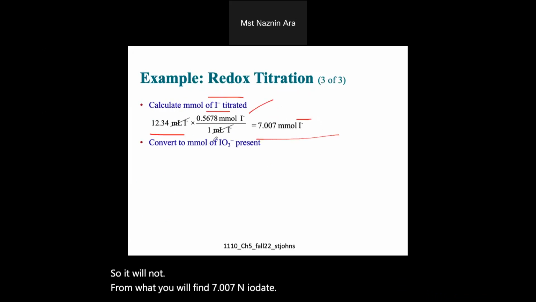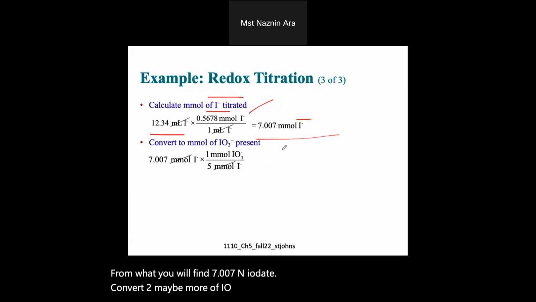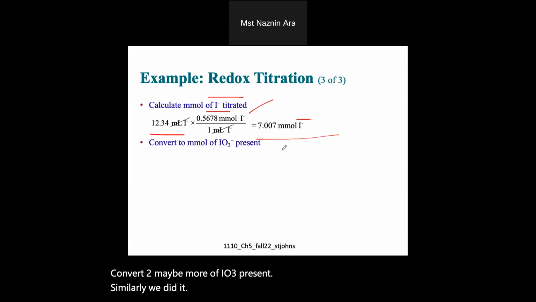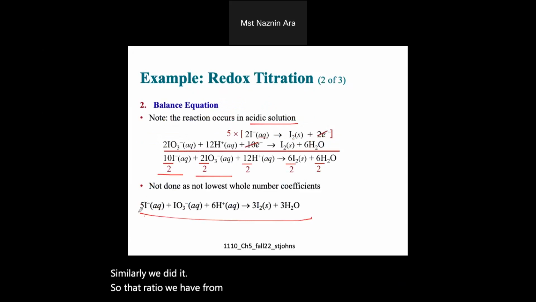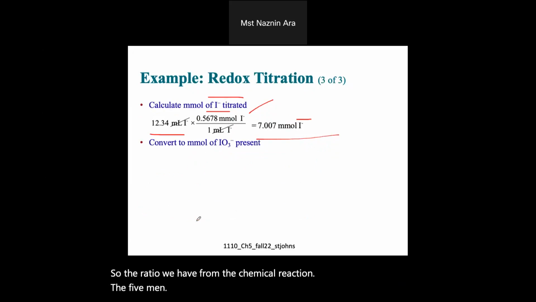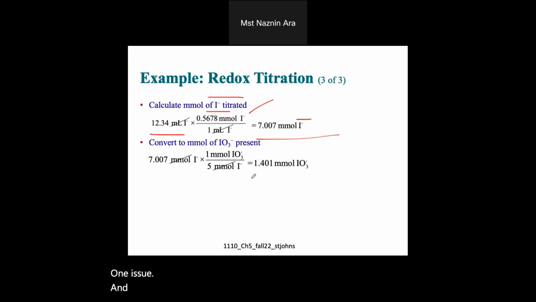Convert to millimole of IO3 present. Similarly, we did it. So the ratio we have from the chemical reaction is the 5 to 1 ratio. And then we will find 1.401 millimole IO3.